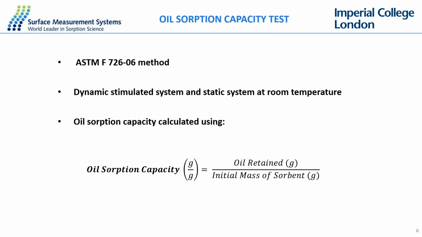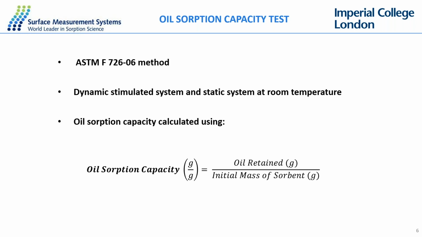So for the static system, about 700 milliliters of tap water is poured into a 1 liter glass beaker, and 30 ml of engine oil is poured to create an oil surface. Then I cut about 0.9 to 1 gram of feather mat and weigh it. After weighing, I put the feather mat into the oil and water mixture, and after 15 minutes, the product is weighed and the oil retained is calculated.